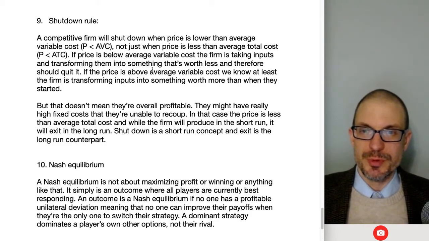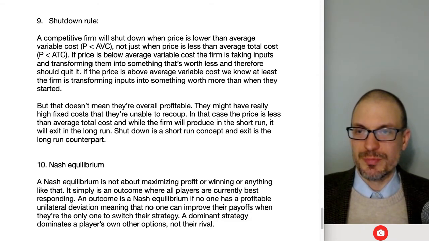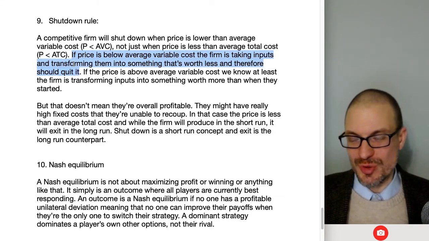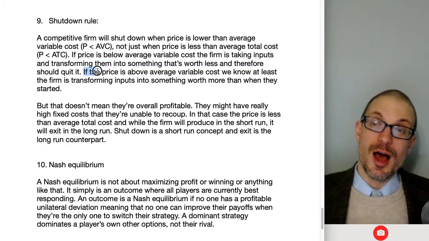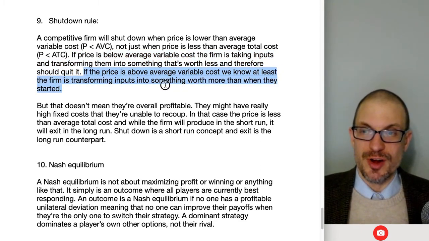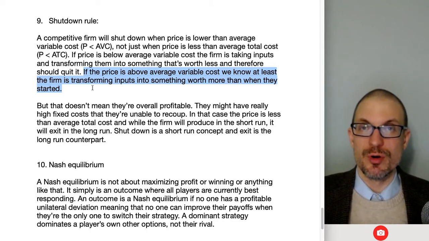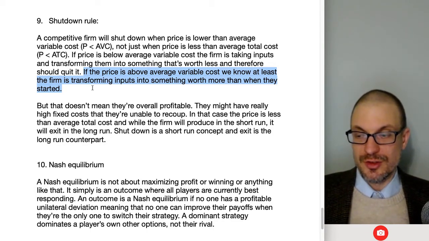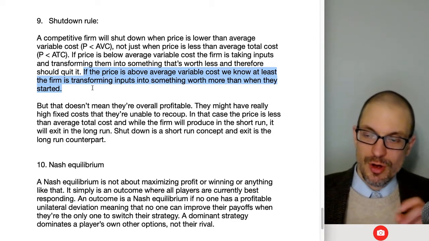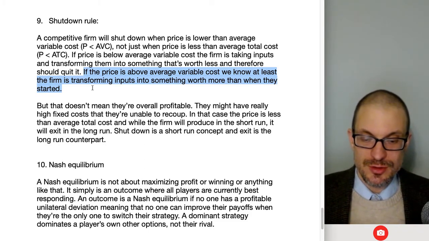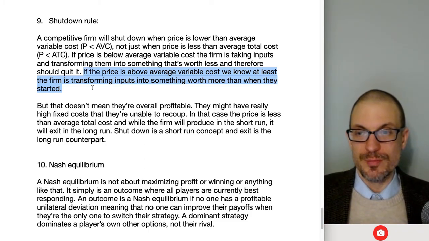So if the price is below average variable cost, then we should quit because we're destroying value by producing this output using those inputs. On the other hand, if the price is above average variable cost, we know at least we're transforming the inputs into something worth more than when we started, right? Even if the factory that we're producing the cookies in is too expensive for us, we know at least all the ingredients we're transforming into cookies, we're actually creating value, right?